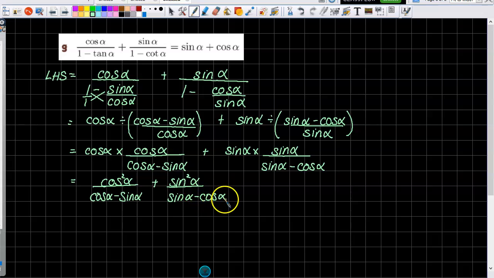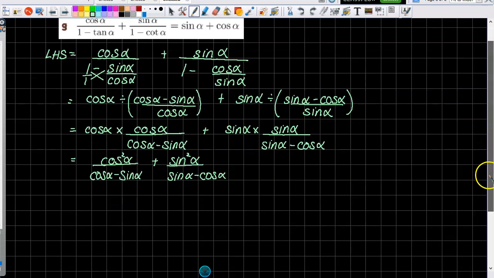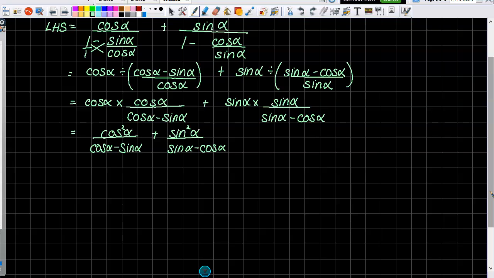But my hopes are dashed because the denominator on the left is cos alpha take sine alpha, but the one on the right is sine alpha take cos alpha. They're not the same, but they're pretty close. Would you agree? How were they connected? Yep.